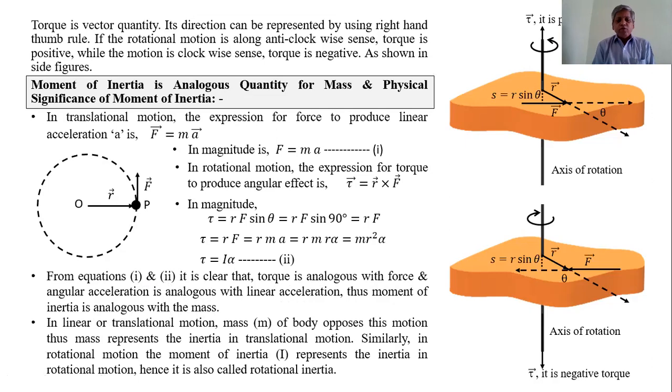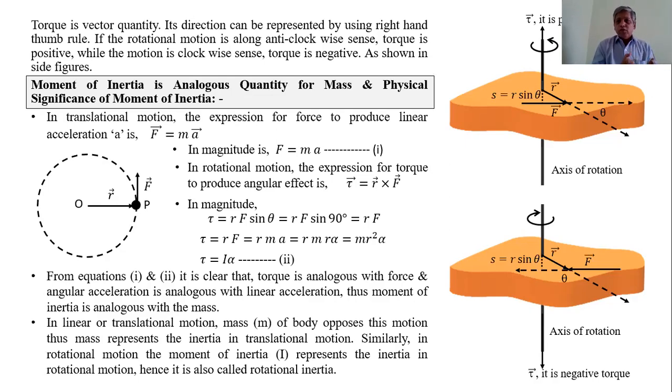In linear translational motion, mass represents the inertia in translational motion, since the mass opposes the translational motion. That can be explained with one example. If a car and a heavy vehicle like a truck or road roller are at rest on the same road, steady on the surface of the road, that is a rest.